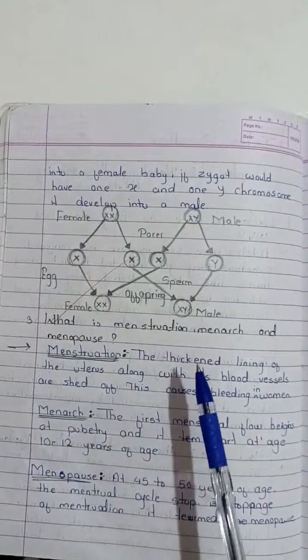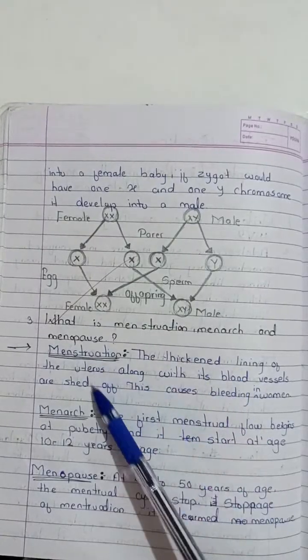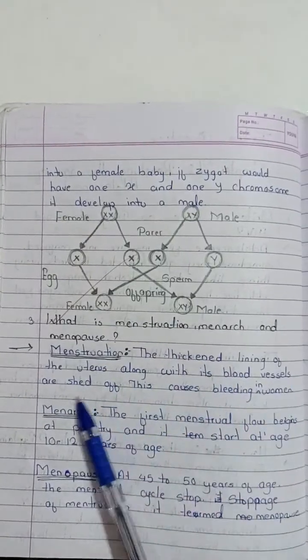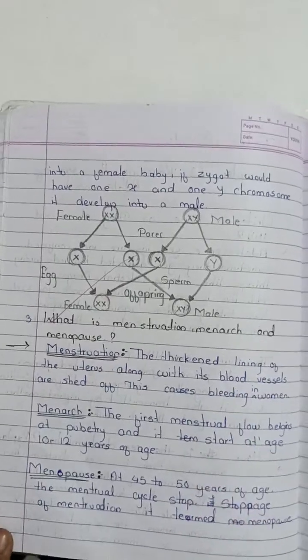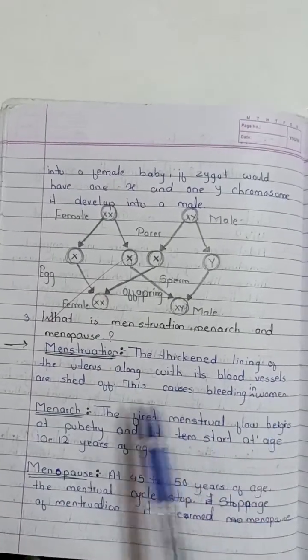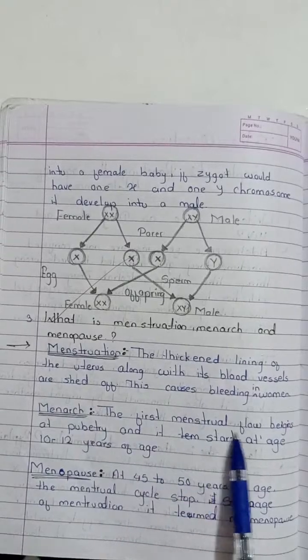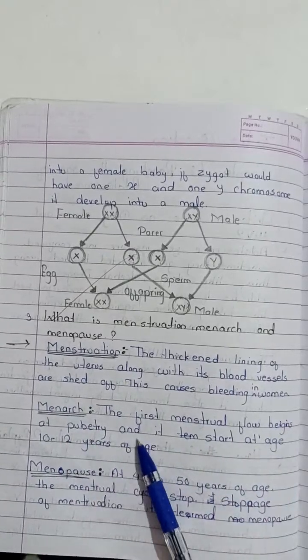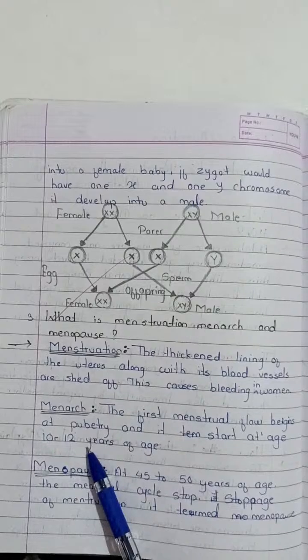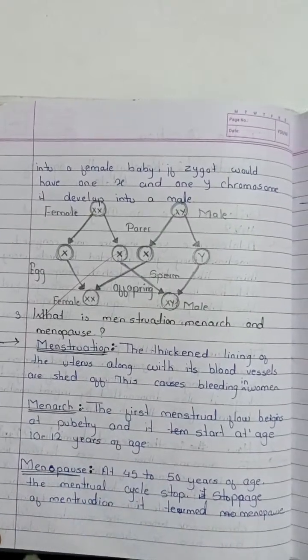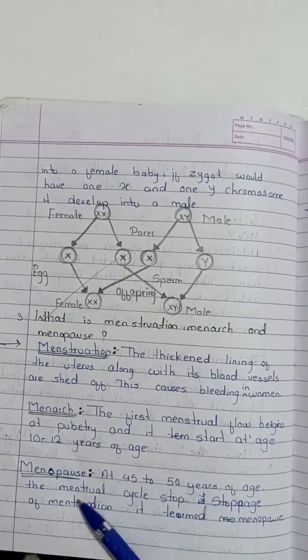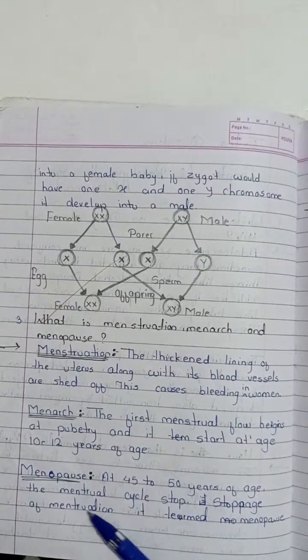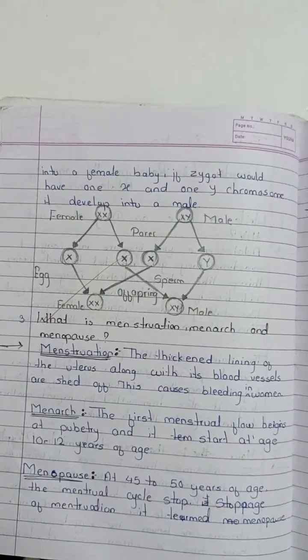Third, what is menstruation, menarche, and menopause? Menstruation: the thick lining of the uterus along with its blood vessels is shed, which causes bleeding in women. Menarche: the first menstruation flow begins at puberty, and it starts at the age of 10 to 12 years. Menopause: at 45 to 50 years of age, the menstruation cycle stops. Stoppage of menstruation is menopause.